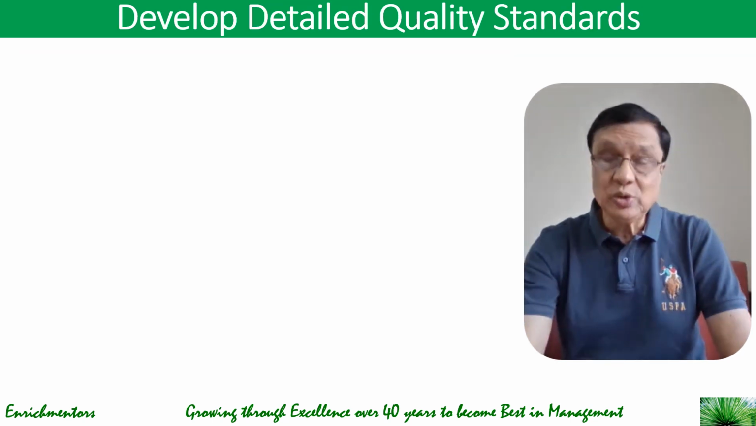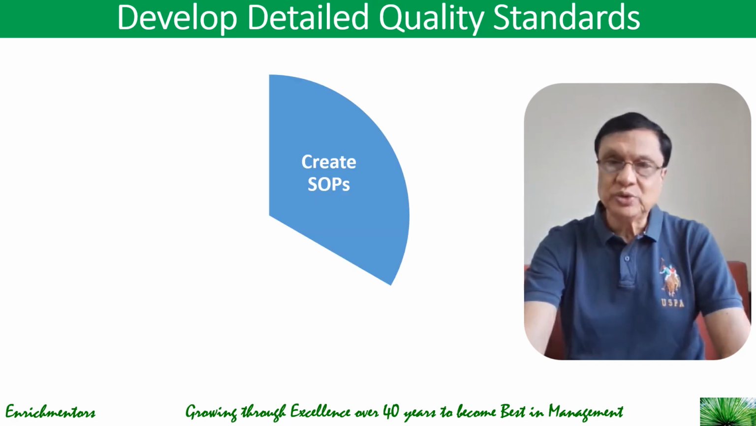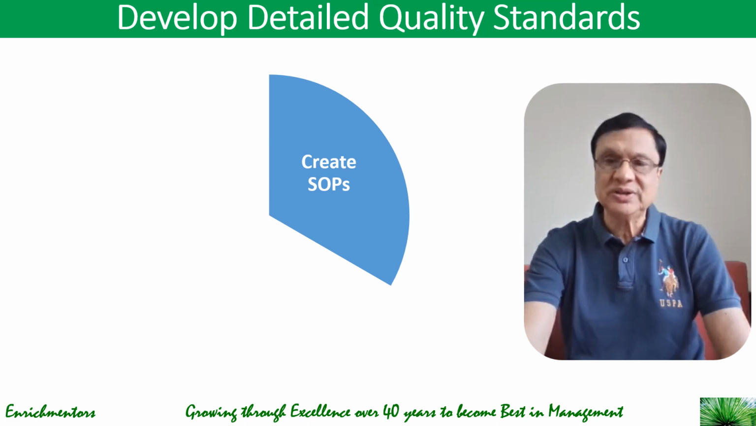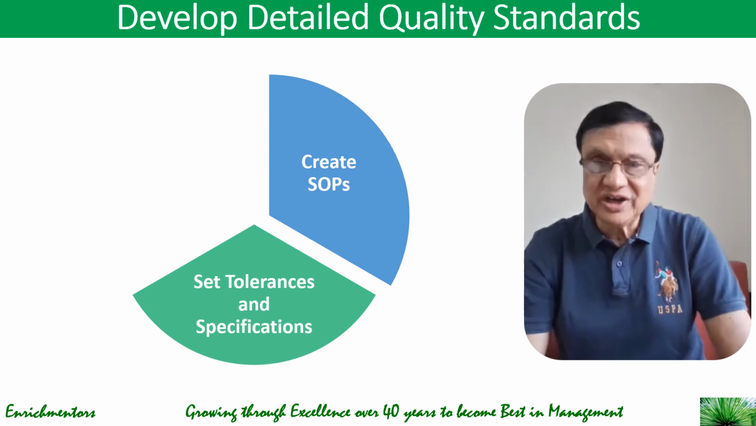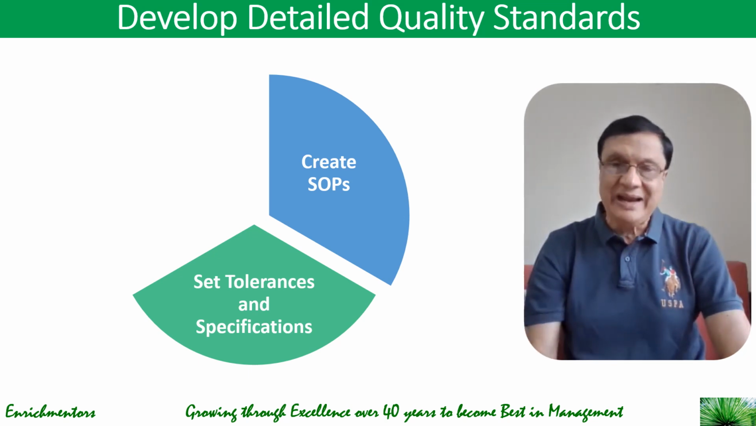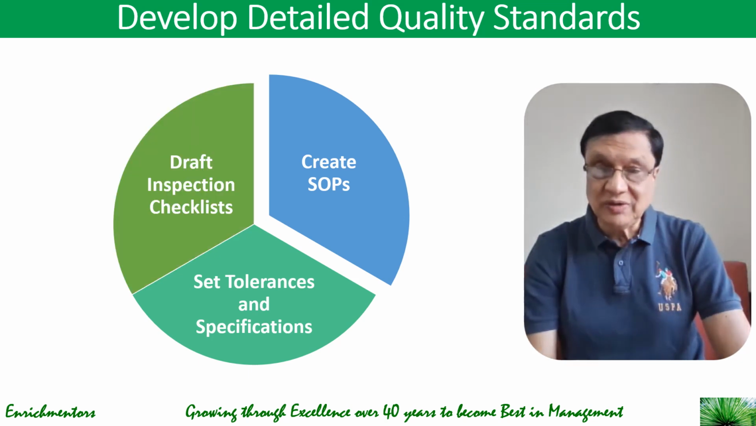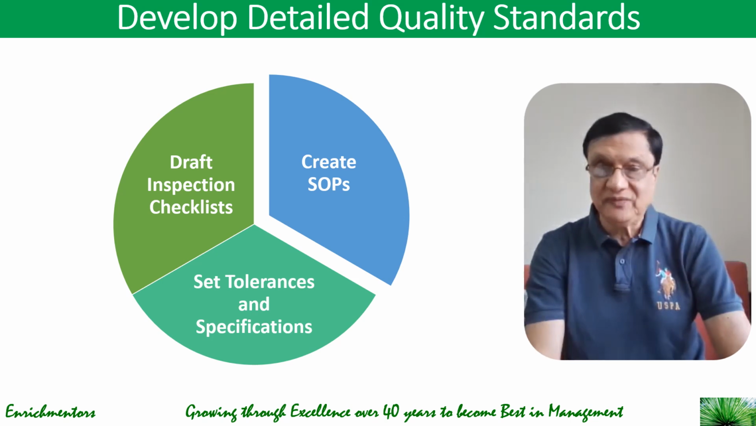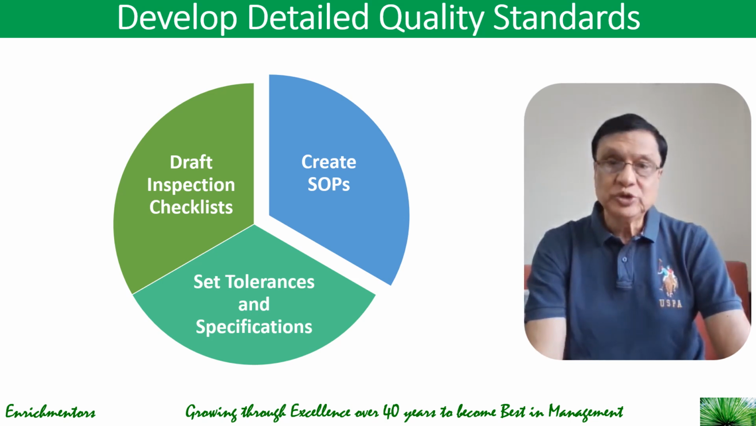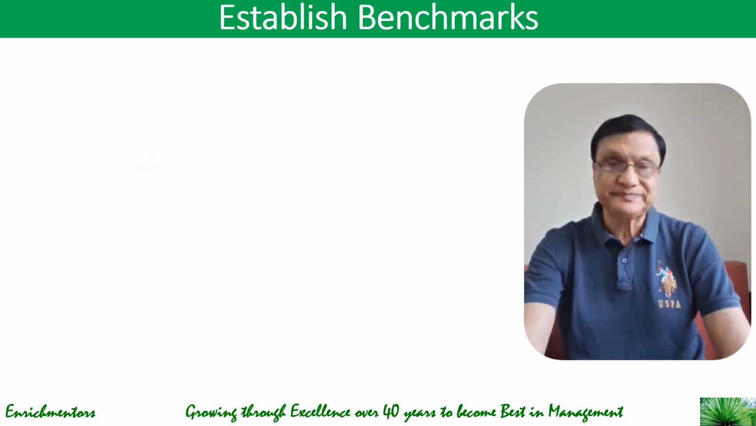Then you develop detailed quality standards with those objectives in mind. There are three things you do normally. You create standard operating procedures, where you write step-by-step instructions for each construction activity. Then you set tolerances and specifications by defining acceptable limits for dimensions, materials, and performance. And then you draft the inspection checklists, where you cover critical milestones, for example, foundation, framing, electrical. So you define the standard operating procedures for these areas with these inspection checklists.